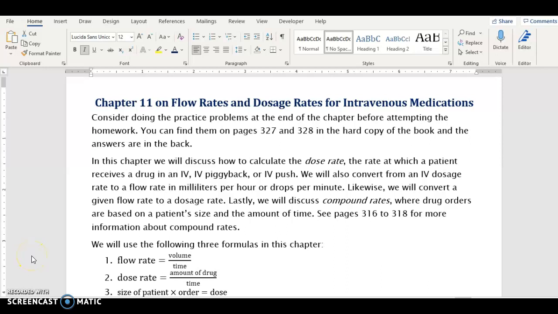Hello students, so we're going to go ahead and begin chapter 11 on flow rates and dosage rates for intravenous medications. So we'll do a brief overview of the chapter and then we'll do some examples. I encourage you to consider doing the practice problems at the end of the chapter before attempting the homework, and you can find them on pages 327 to 328 in the hard copy of the book, and then the answers to the practice exercises are in the back.